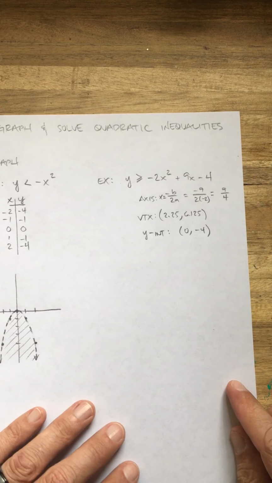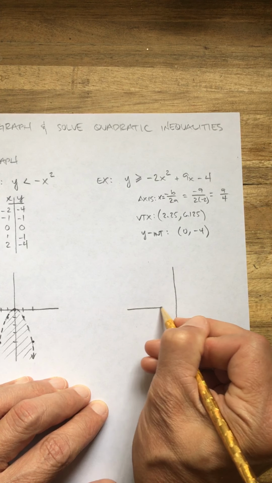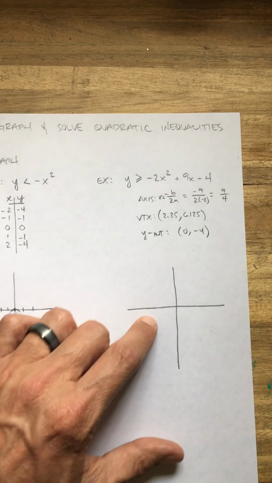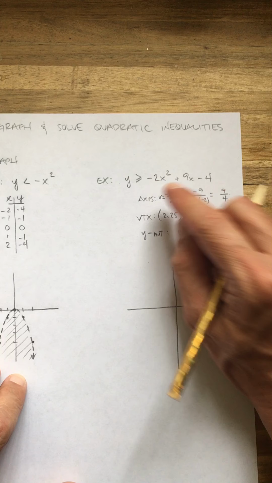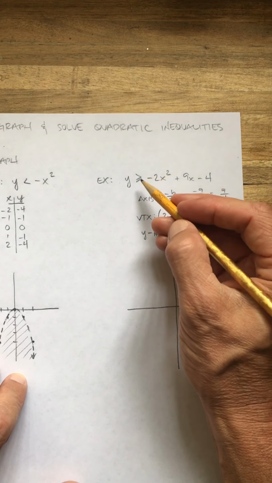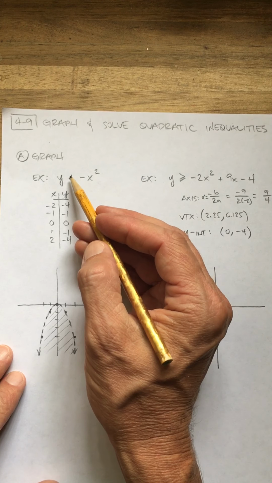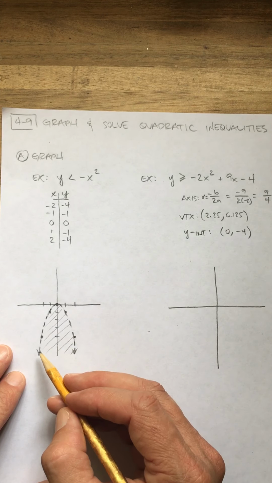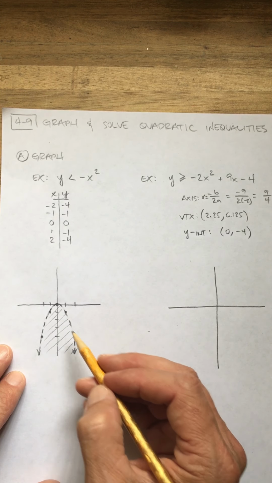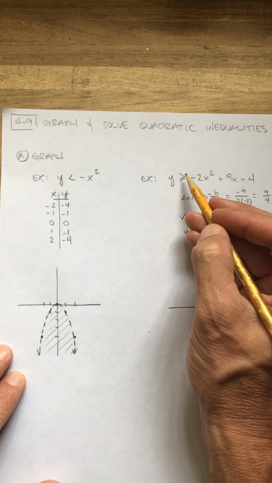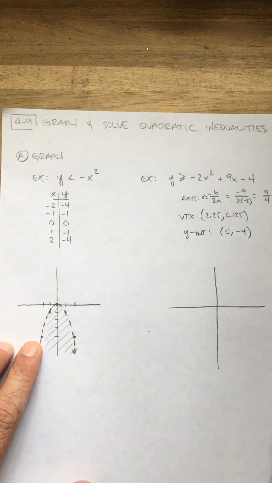All right, let's go ahead and graph this. I know my parabola is going to be facing down. It also says greater than or equal to, so it's different than the previous one, which was less than and gave me a dotted line. Because that was strictly less than, I could not include the line. But because this is greater than or equal to, I actually get to draw a solid line for my parabola.